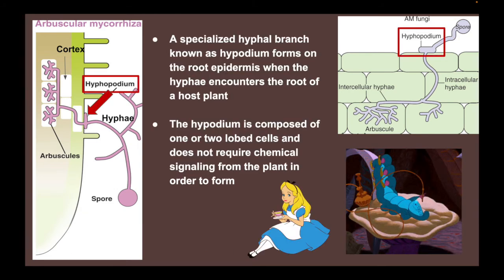When the hyphae encounters the root of a host plant, a specialized hyphal branch known as the hyphopodium forms on the root epidermis. The hyphopodium is composed of 1 or 2 lobed cells and does not require chemical signaling from the plant in order to form. From this structure, the arbuscular mycorrhizal fungal hyphae can penetrate the root epidermis to colonize the parenchyma cortex. The hyphae are restricted to the cortex and do not enter into the endodermis or stele of the root.